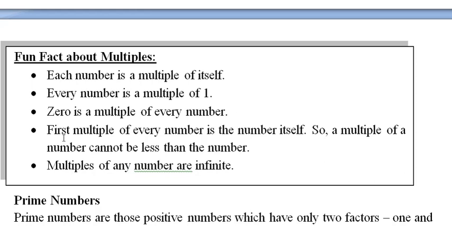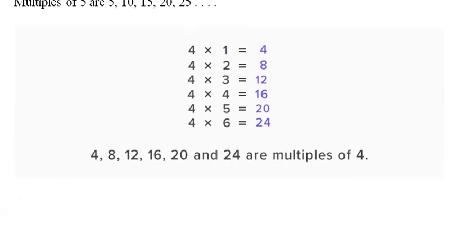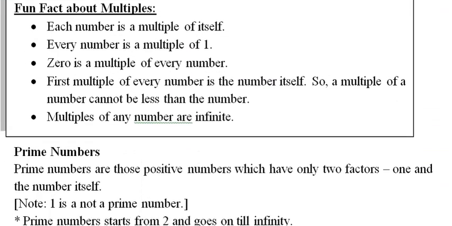Now, the first multiple of every number is the number itself. So we can see here 4. In case of 5, we can see here 5, and in case of 4, we can see here 4. So the first multiple of every number is the number itself. Now multiples of any number are infinite. The numbers go on till infinity.